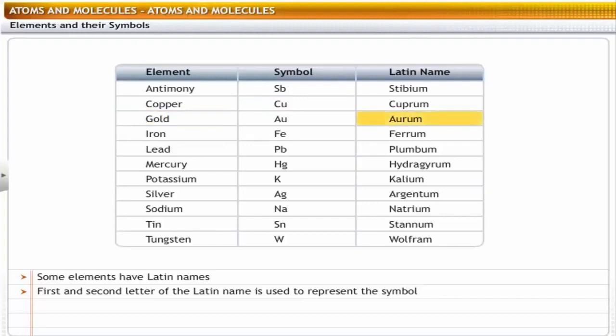Gold as aurum, represented by Au, iron as ferrum, and the symbol is Fe, lead as plumbum, and is represented by Pb, mercury as hydrargyrum, and is represented as Hg, Kalium is the Latin name of potassium, and its symbol is K. Silver as argentum, and it is represented as Ag.